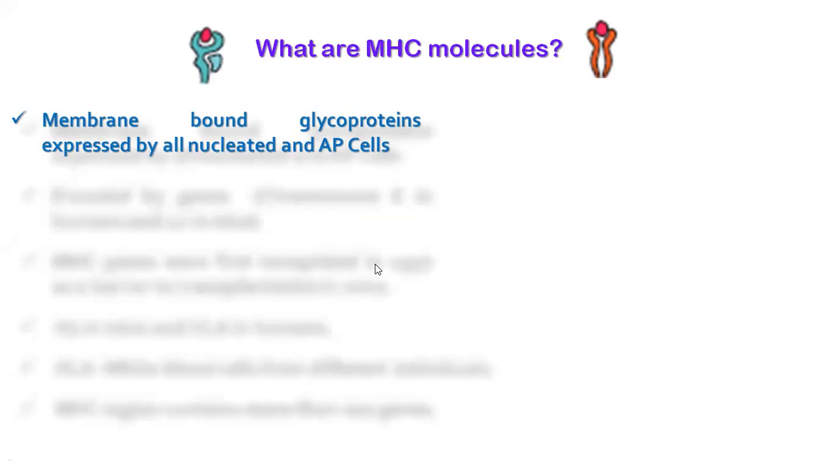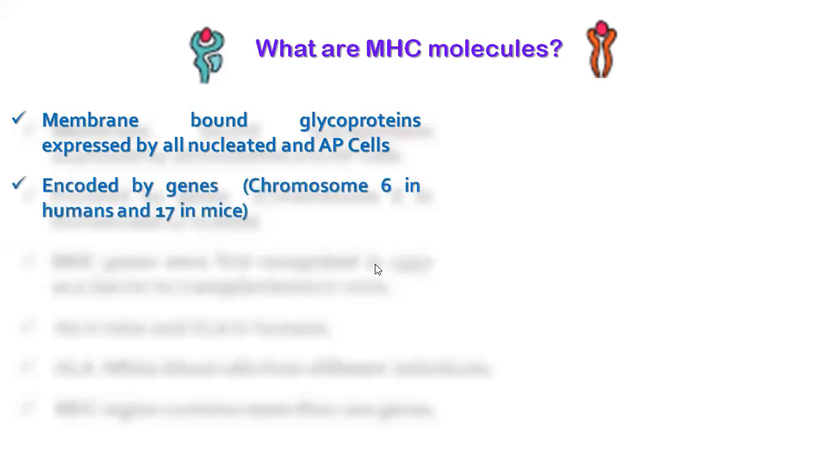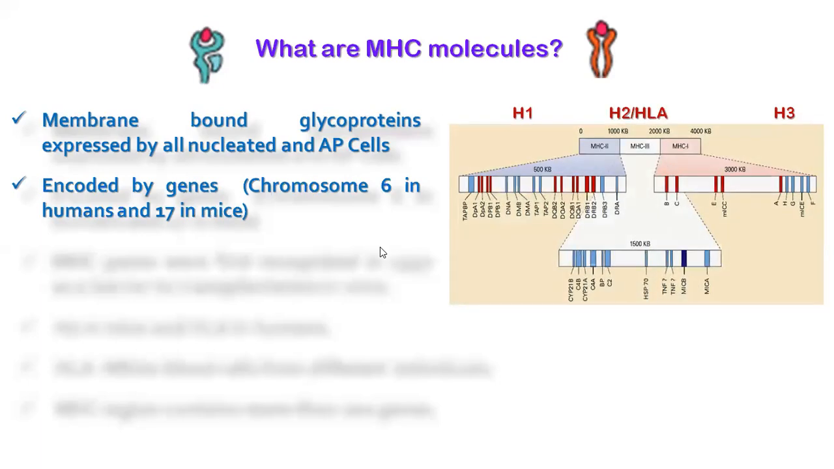They are expressed by all kinds of nucleated cells as well as APCs, that is professional antigen-presenting cells. These MHC molecules are encoded by a cluster of genes present on the short arm of chromosome 6 in humans, and chromosome 17 in mice. So chromosome 6 in humans and chromosome 17 in mice encode for these genes.